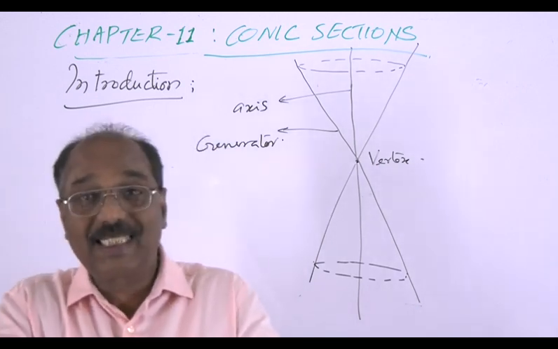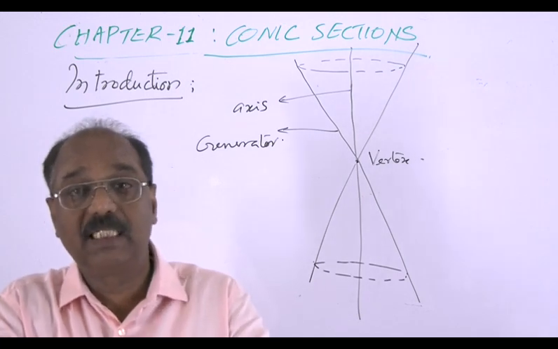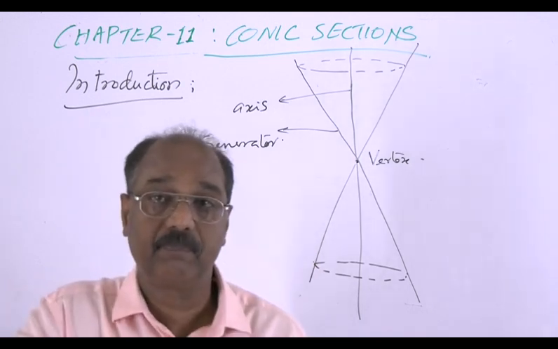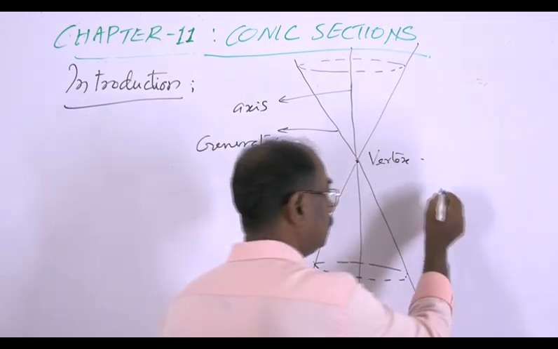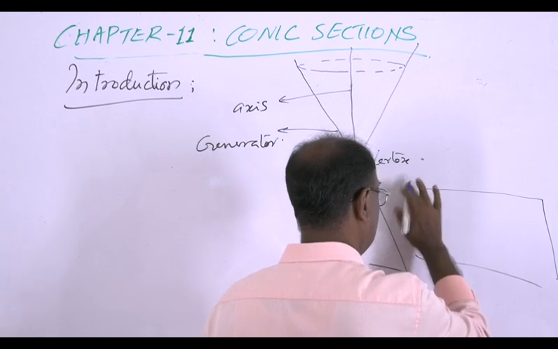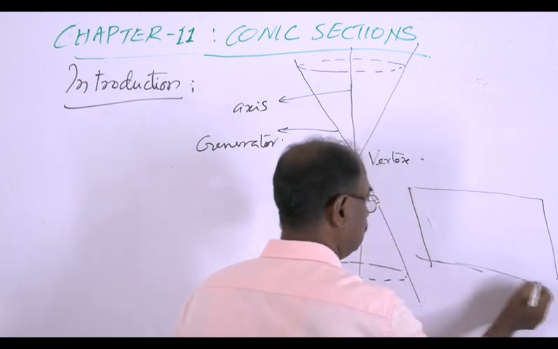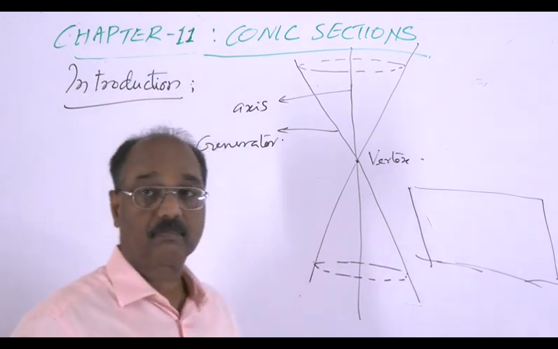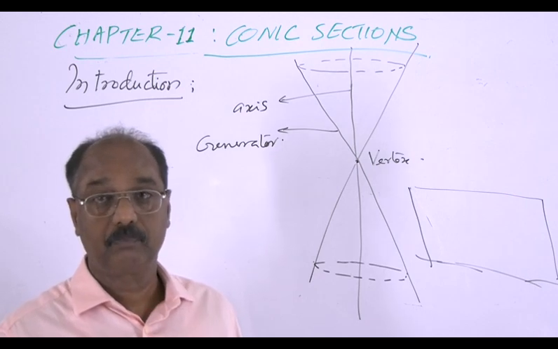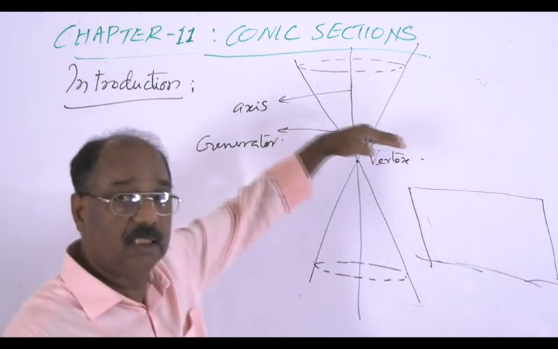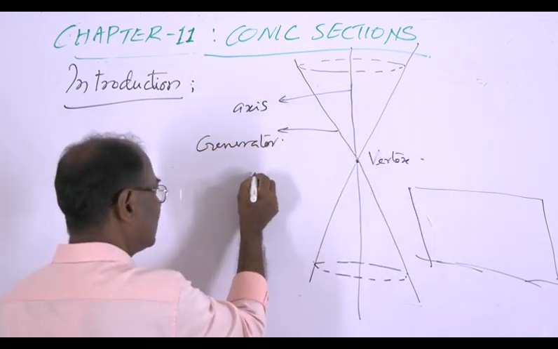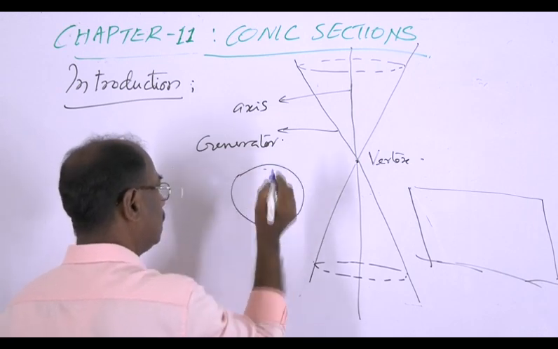And now the cross section of this cone. This cross section is obtained by cutting this cone with a plane. So consider a plane, and suppose this plane cuts this cone. So this plane can cut this cone in different forms. If the plane cuts this cone horizontally, then we get the cross section as a circle.